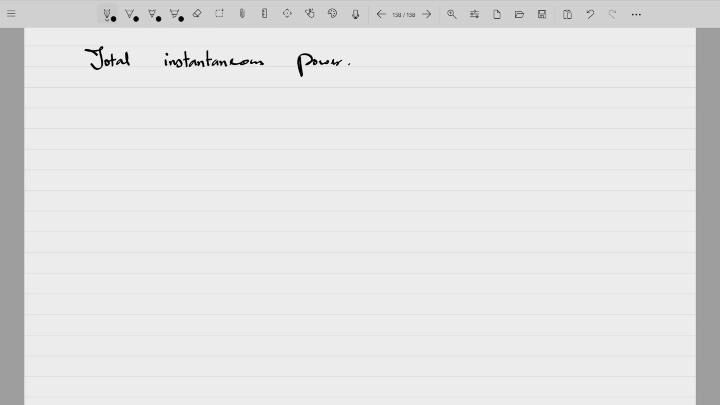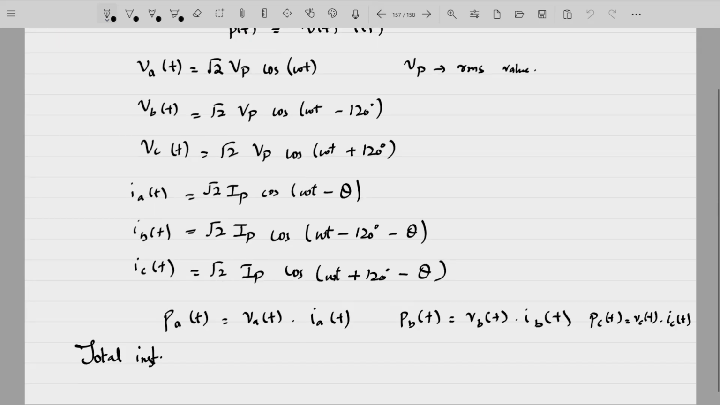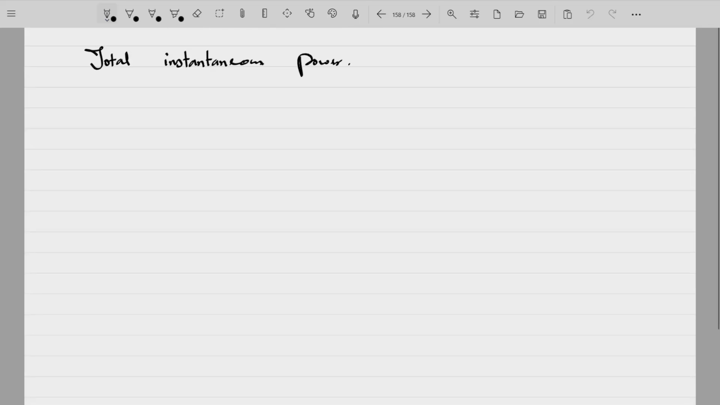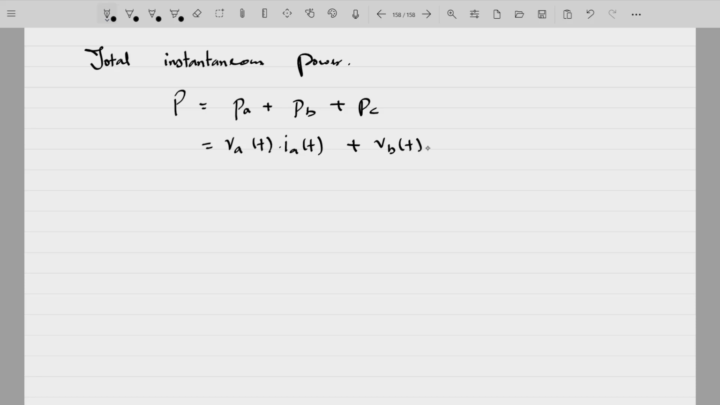So total instantaneous power. In each phase, the power will be given by simply the product of voltage and current in that particular phase: Pa, Pb and Pc. Now, total instantaneous power therefore will be equal to P equals Pa plus Pb plus Pc. So that is equal to Va(t) Ia(t) plus Vb(t) Ib(t) plus Vc(t) Ic(t).